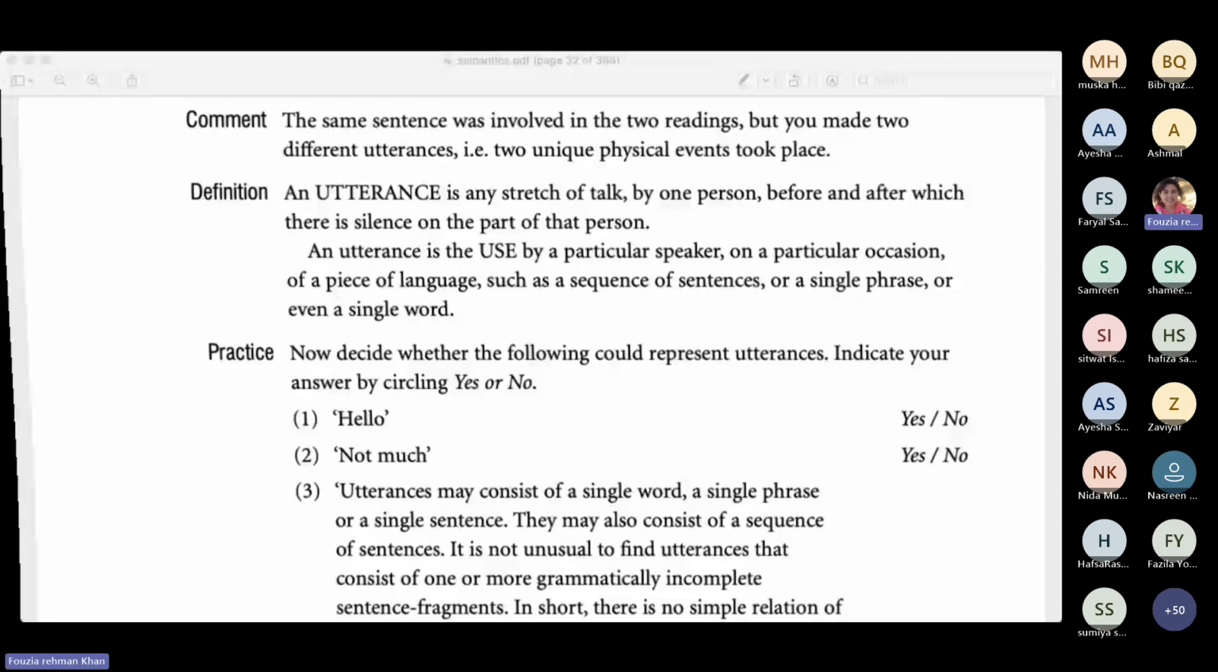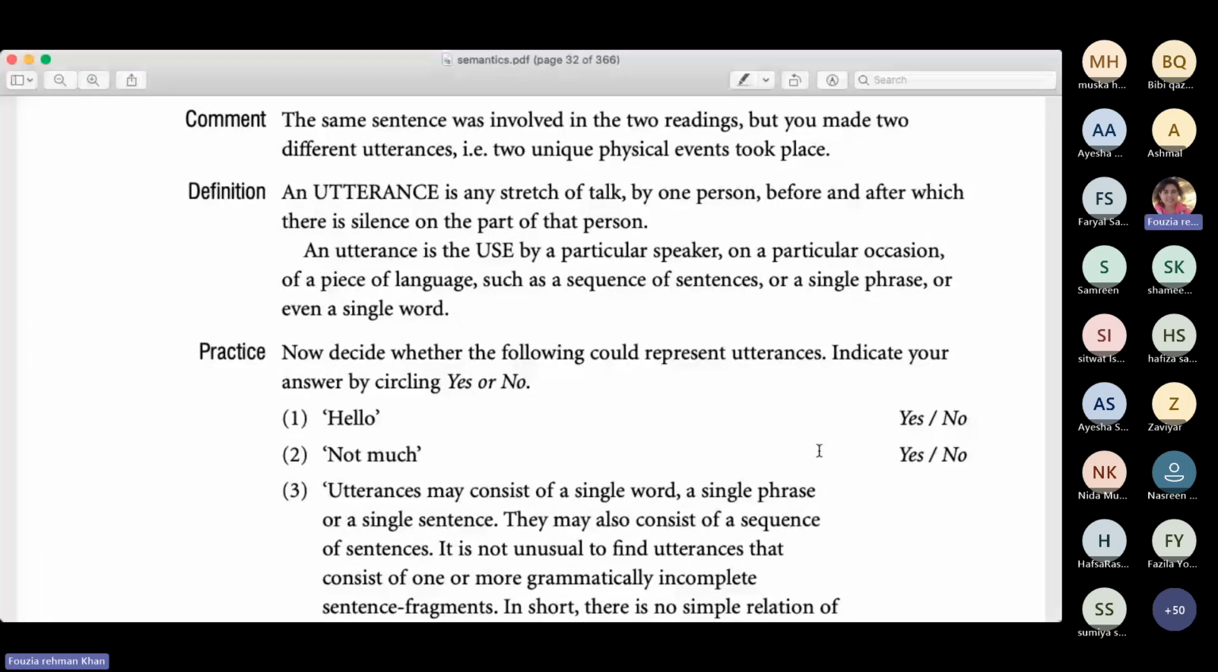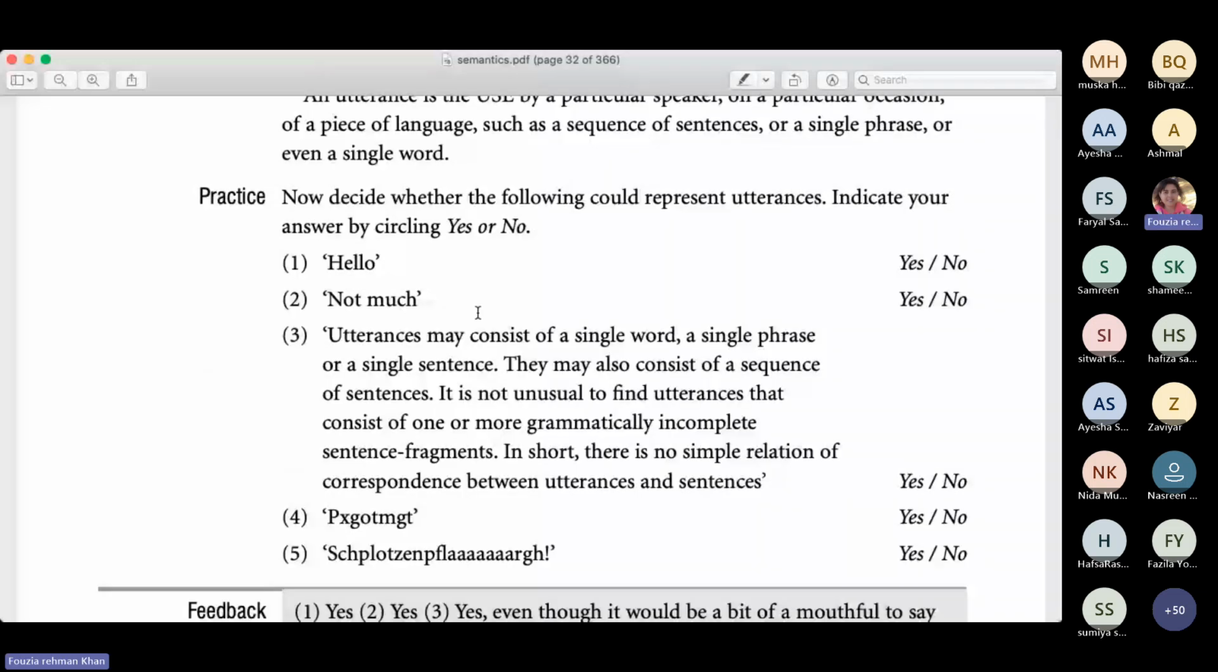Okay, getting back to the exercise. I hope the recording goes well. Okay, "not much" is an utterance, right? Because it seems to be a part of an event, of a conversation where you are being asked some question. For example, how much money do you have? You say not much. So that's also an utterance.